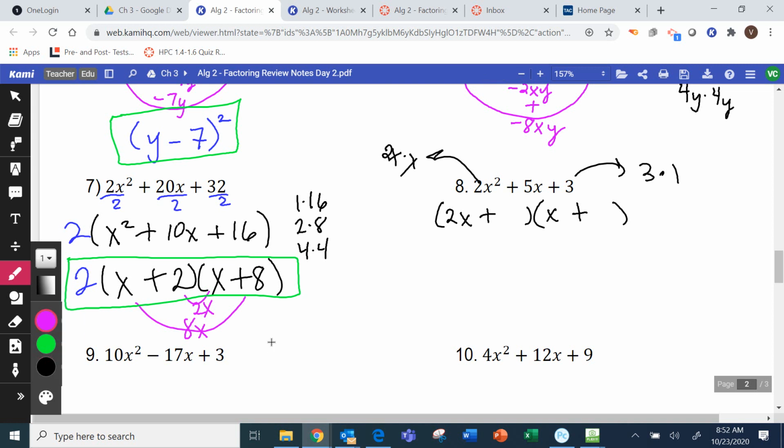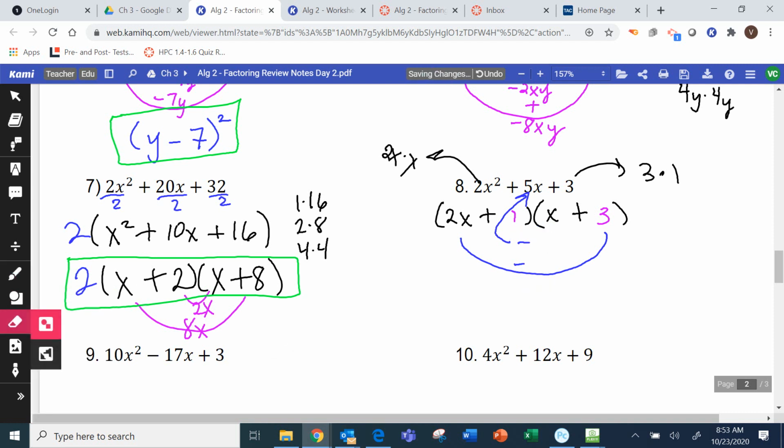Anybody have an idea? What should go here? 1? Okay, so now I'm going to multiply it back together. So that was guess. This is check. I get 1x plus 6x. Does that give me 5x? Does not. Then I'm wrong. I should quit. No. Just erase. Oops, that's not the eraser. So it can't be 1 then 3.